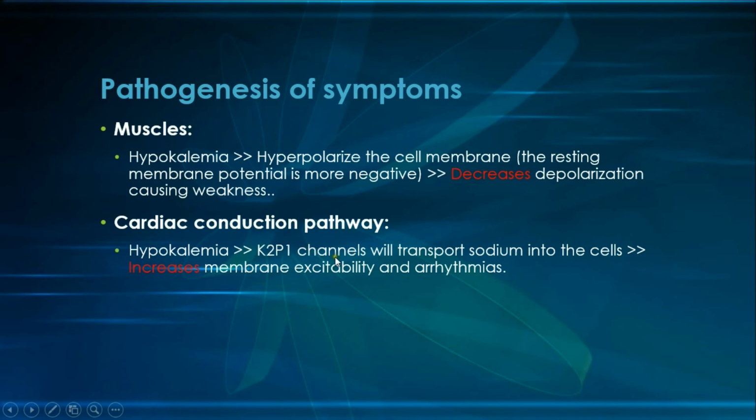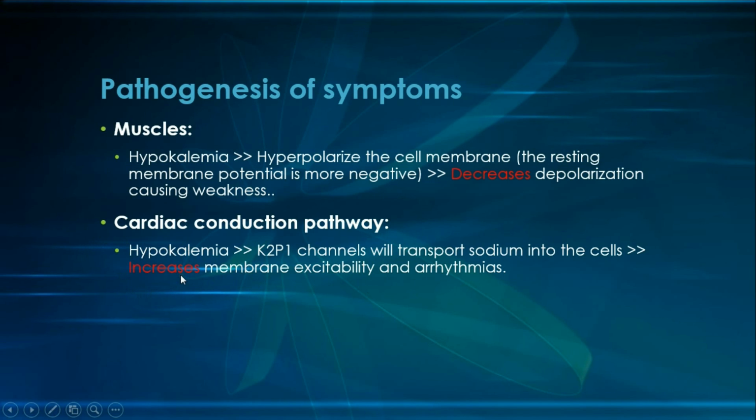Now, these channels normally only transport potassium, but when hypokalemia occurs, they start to transport sodium into the cells, causing depolarization and therefore increasing the membrane excitability and arrhythmias. And there are one or two more mechanisms by which hypokalemia causes arrhythmias, but we're just mentioning the main one in here.